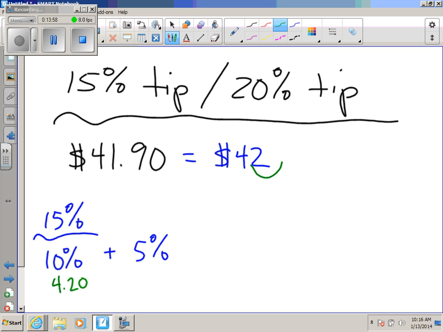5% is what in comparison to 10%? Half. So if it's half, then it's also half of this amount. What's half of 4.20? $2.10. Add them up. 15% tip looks like $6.30.